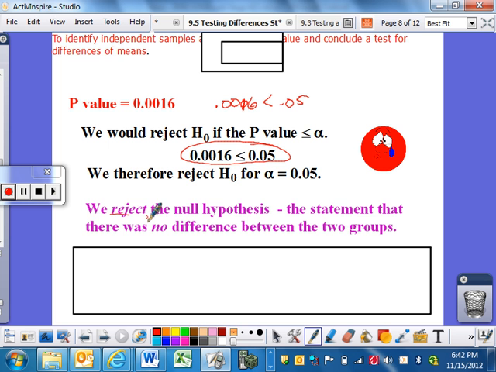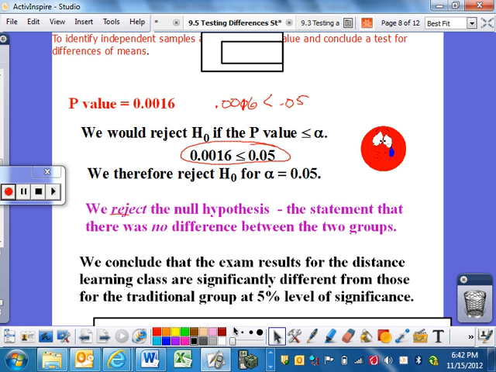So we reject the null hypothesis, and what's going to be my statement? Okay? We conclude the exam results for distance learning classes are significantly different from the traditional group at the 5% level. And you can, I don't care how you tell me, or we've gotten in the habit of saying at the 5% level. You could say that first. At the 5% level, we conclude that the classes are significantly different.